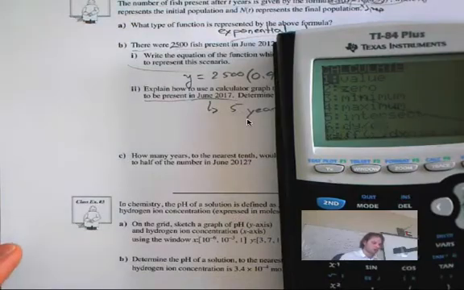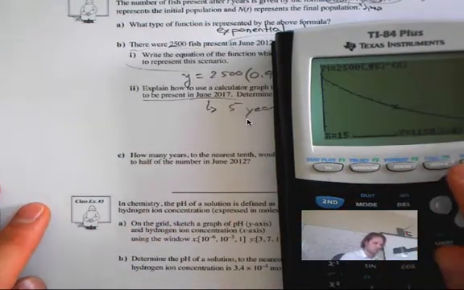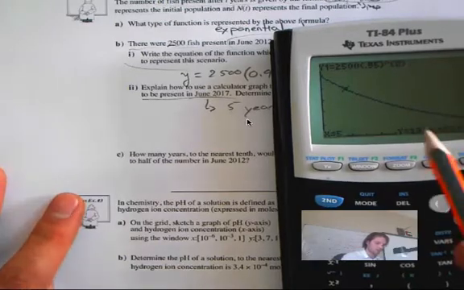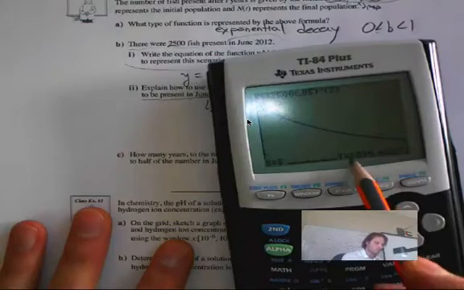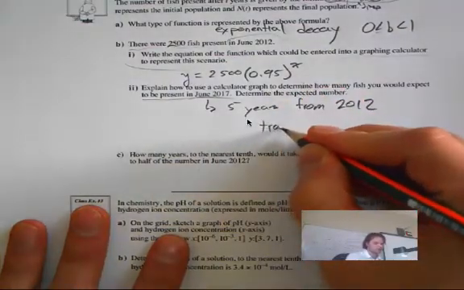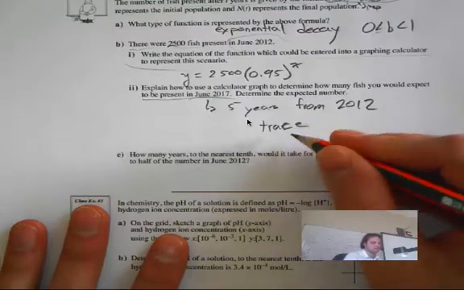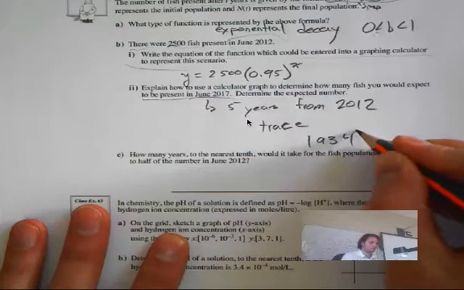That's 5 years from now, so we trace. Oops. Trace, and I want 5, enter, and that's how I get my value. Okay, so my value is 1,934. So trace, and we get 1,934. Okay, that's how we do that one.